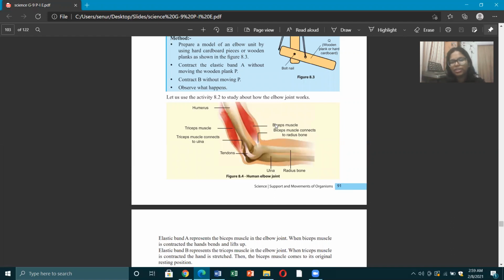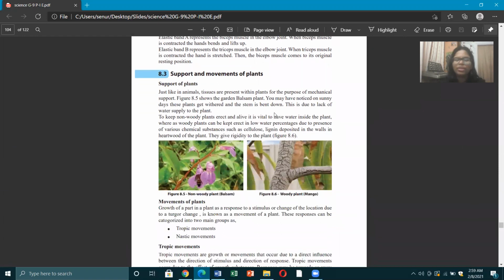Original resting position. So that's about it. So that's mainly about the movement of humans. You all know how we move because of the skeletal system and also the muscles. So the bones and the muscles help us to have rigidity, to gain support. They give us the support and also help us maintain the body shape as well. Okay, so that's about the human movement.